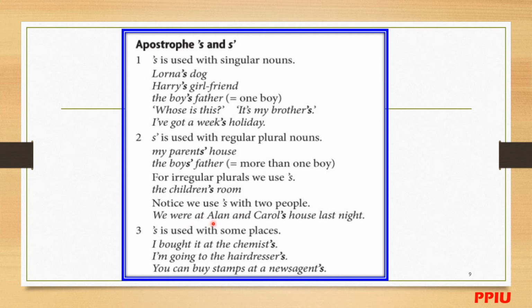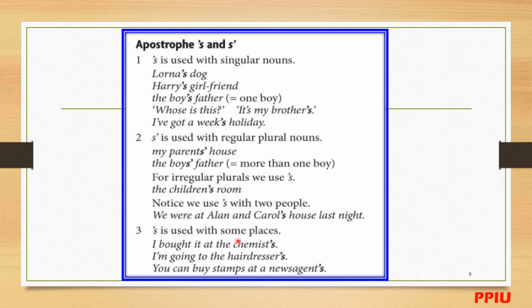We were at Alan and Carol's house last night. In this part there is no need to use the apostrophe on both names, but we still use apostrophe S, because all of it belongs to the two people here, Alan and Carol's, right?